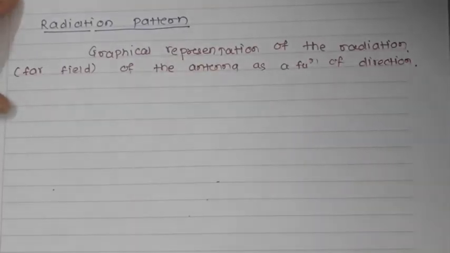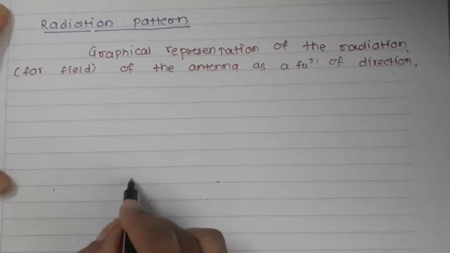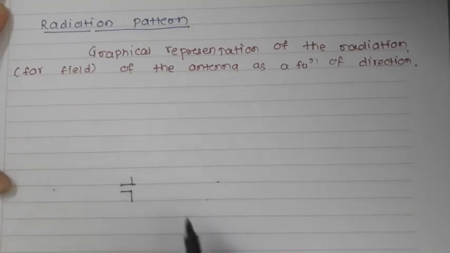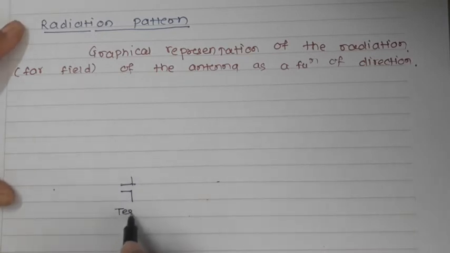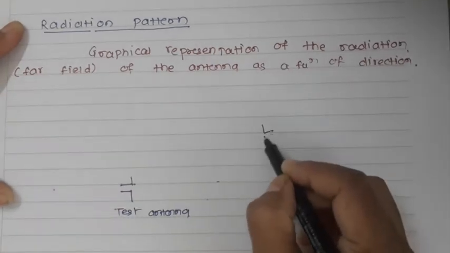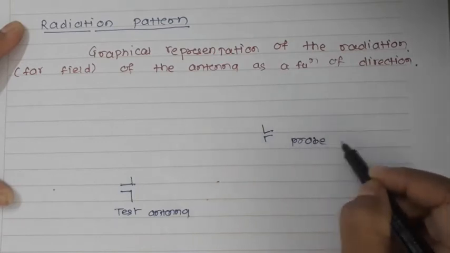So here, whenever we are talking about the radiation pattern, how are we going to measure the radiation pattern of any antenna? The radiation pattern of a test antenna, now here we are talking about the antenna whose radiation pattern needs to be measured. This antenna will be called the test antenna, and the antenna which is used to measure the pattern will be called the probe antenna. So I can say this is the probe antenna.